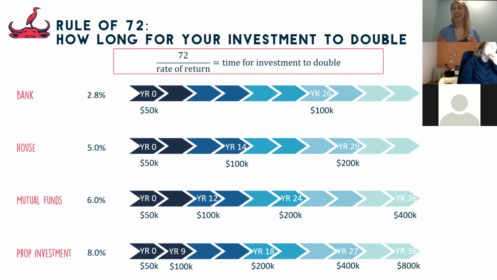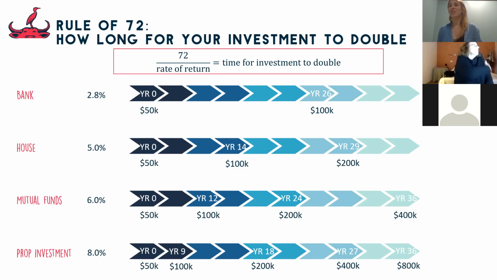So let's say we take an 8% return on our money, and we're putting $50,000 in at year 0. By year 9, we would have 100K, by year 18, 200K, and by year 27, 400K. So you can see how putting money into a property investment makes you 4 times better off by year 27 versus the bank's savings account, okay? So this is the rule of 72, and you can always use this rule to compare how long it will take some investment to double in value.